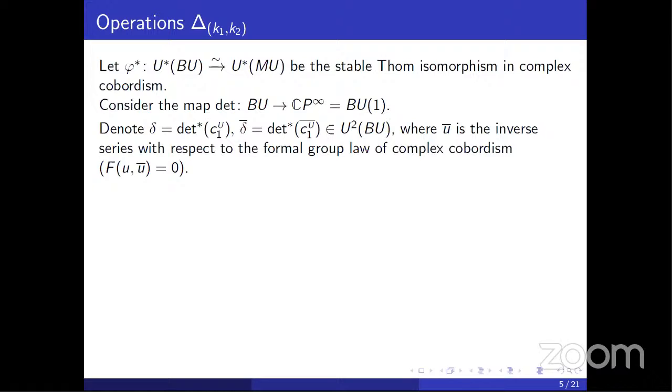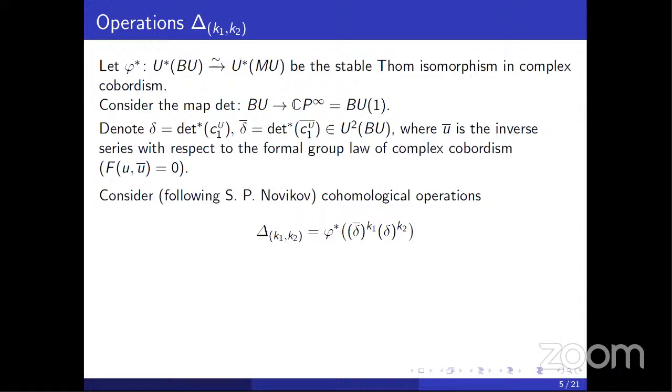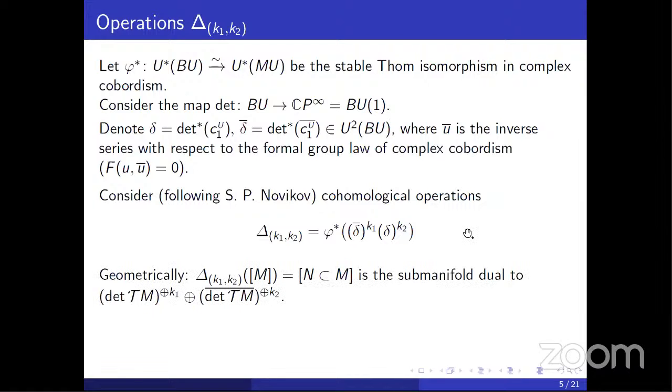And now we have two characteristic classes, delta and delta bar. And as was mentioned above, we can define the following homological operations following Sergei Petrovich Novikov in the following way. It's just the Thom isomorphism of this product. These operations have a clear geometrical sense. Geometrically, the operation delta k1, k2 sends a bordism class M to the class of the submanifold N dual to this direct sum of line bundles on M. The submanifold dual to the determinant to the power of k1 plus the conjugate determinant to the power of k2.